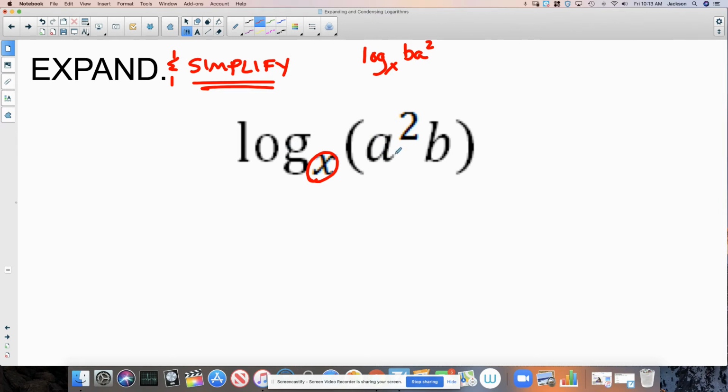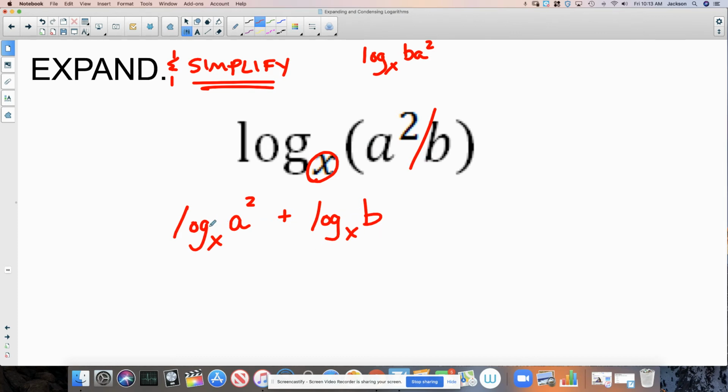We're looking inside the log and we see a product. All right, the log of a product becomes the sum of two logs. So I break that product apart into its factors, right? So there's a natural break here, right? If there was a number, I'd do that as well, but I don't have to worry about it.